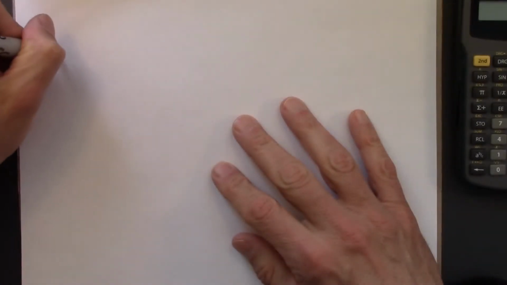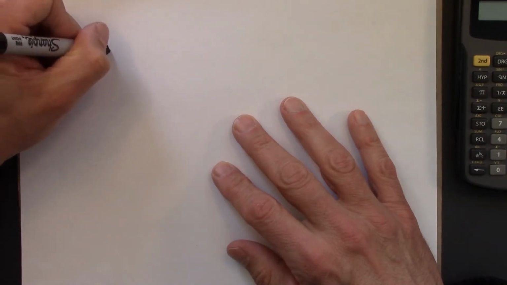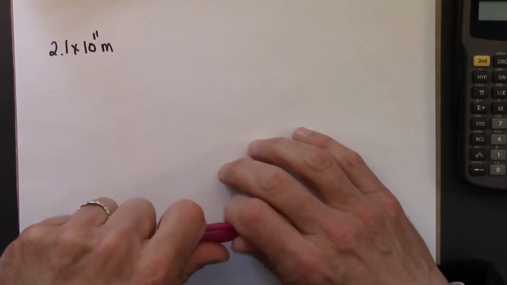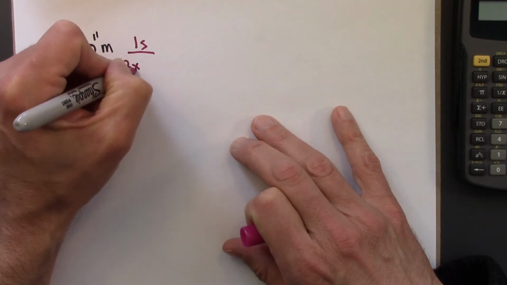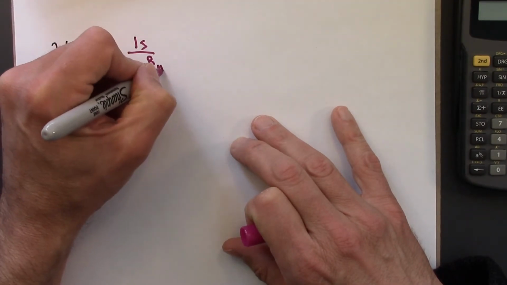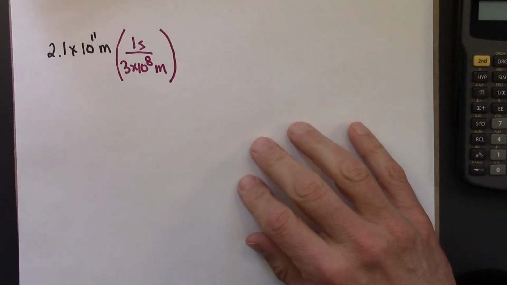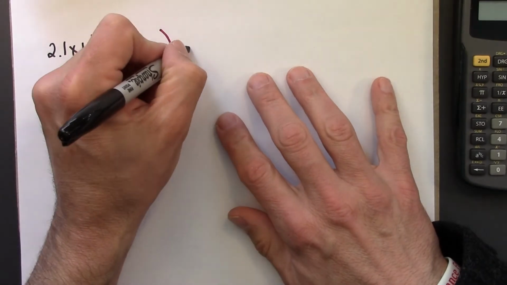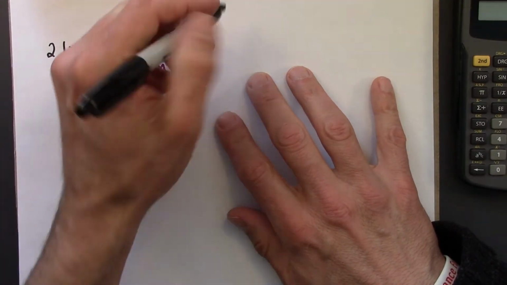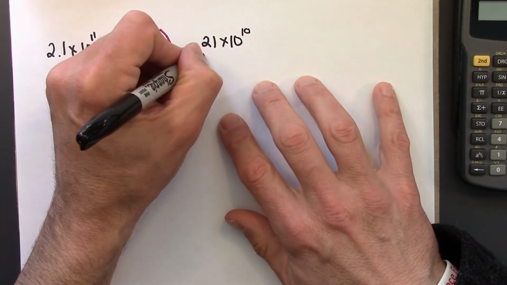So what we want to do is convert this distance to light seconds, to special relativity units. We'll do that with the conversion factor that 1 light second is 3 times 10 to the 8 meters. And let's see, we can do this two ways. First, without a calculator, 2.1 times 10 to the 11 is the same as 21 times 10 to the 10.